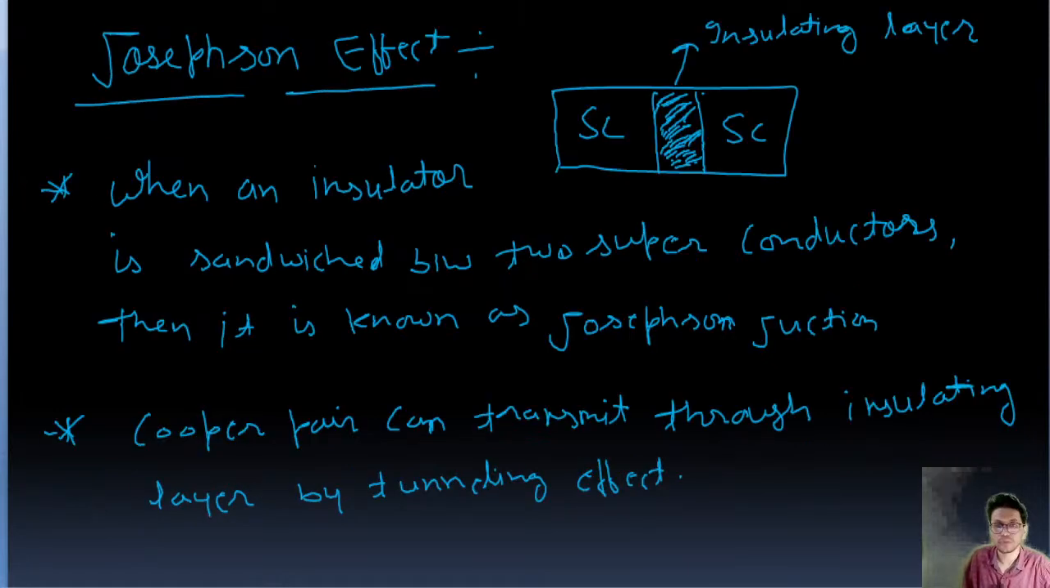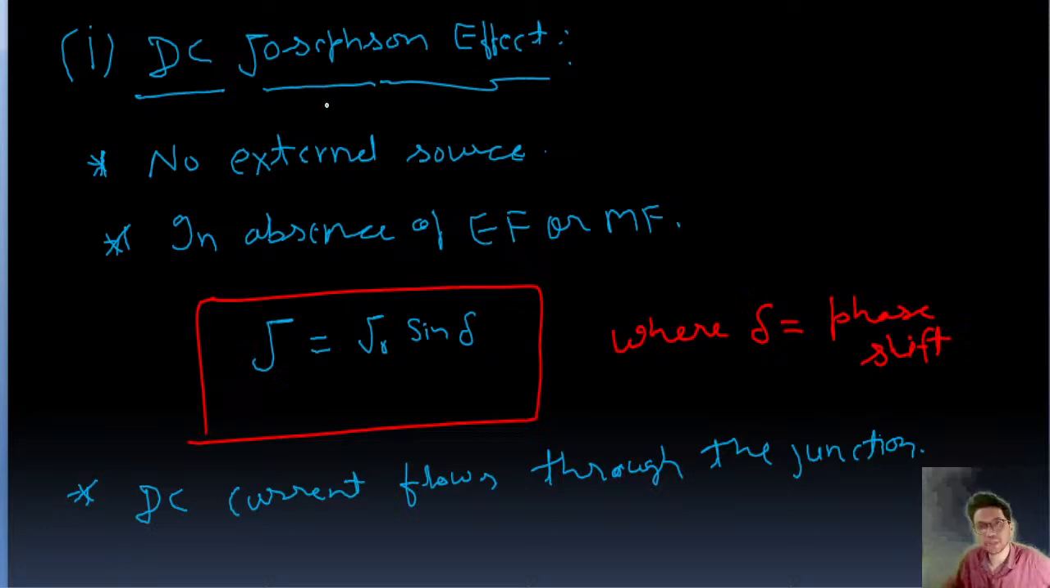So here there are no external sources, no magnetic field, no electric field, no potential. So in that case, DC current will pass through this junction. So this is the case of the DC Josephson effect.